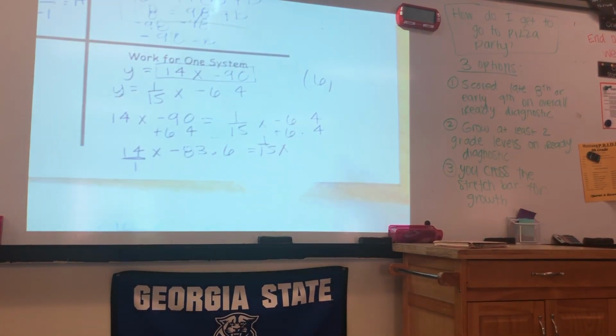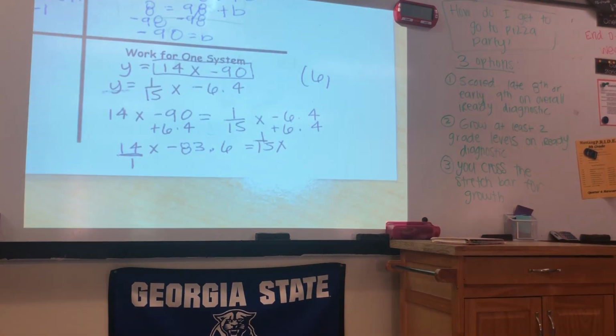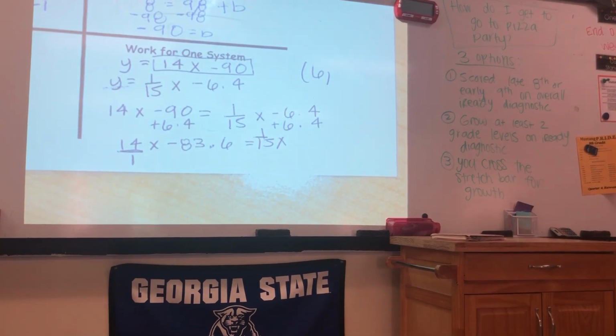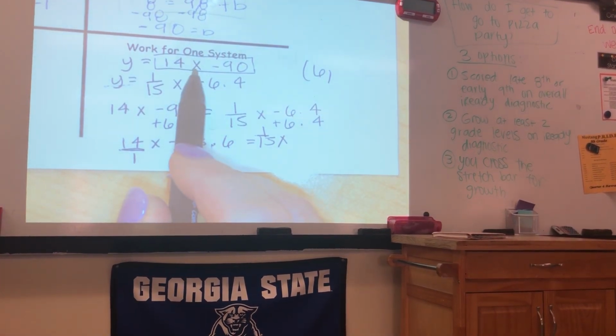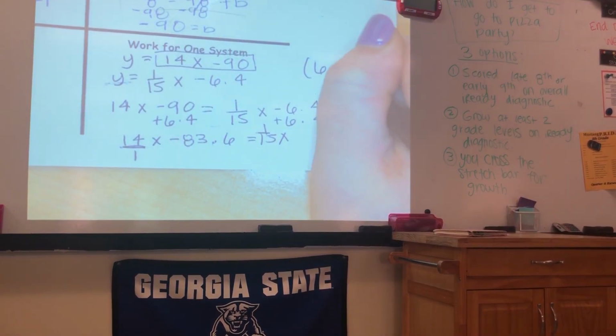Now I just have to find the y. You can pick which equation. I'm going to plug it into this first one because there's no fractions. So 14 times x, or 14 times 6, gives me 84, minus 90 gives me negative 6. Then you're done.